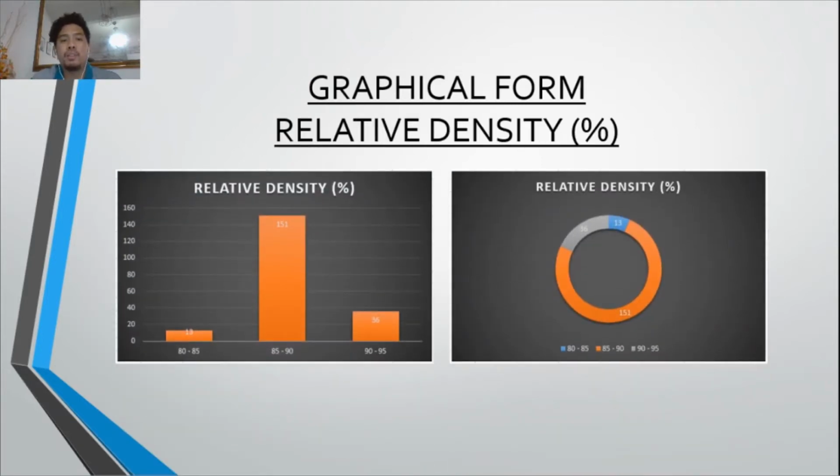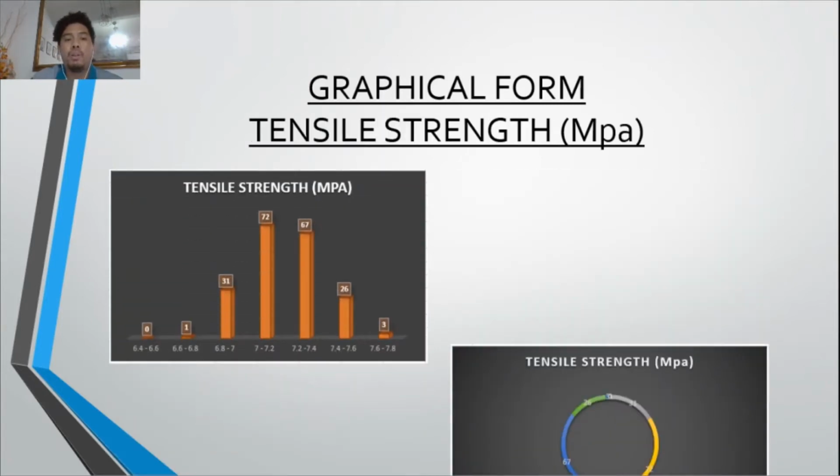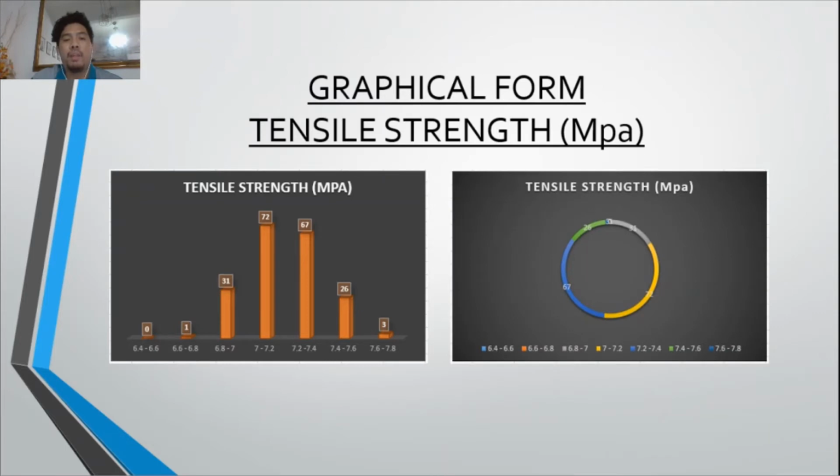For the relative density, we also provide the same thing. You can see here the table form, and the bar chart shows 85 to 90 is the highest. From the pie chart you can also see that 85 to 90 shows the widest area, which is 151. For the tensile strength, we have provided the graphical form. You can see that 7 to 7.2 shows the highest, and also the same in the pie chart.